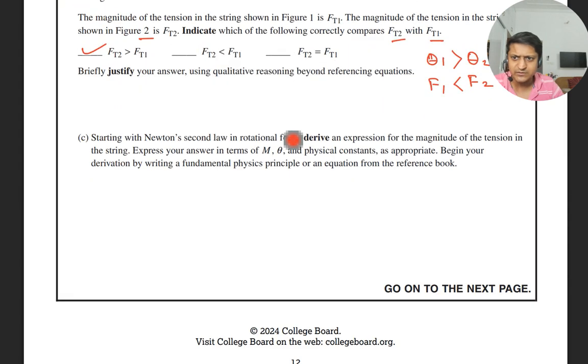Okay, now the third part. Part C says, stating Newton's second law in rotational form, derive an expression for the magnitude of the tension in the string. Express your answer in terms of m, theta and physical constants as appropriate.